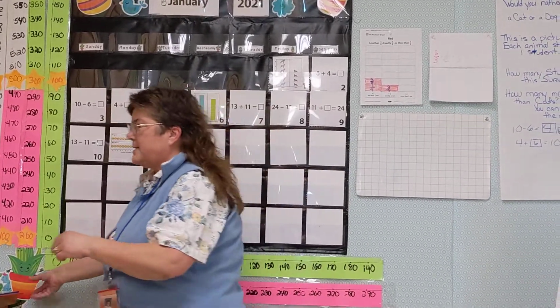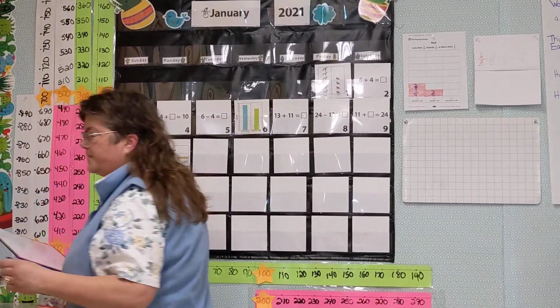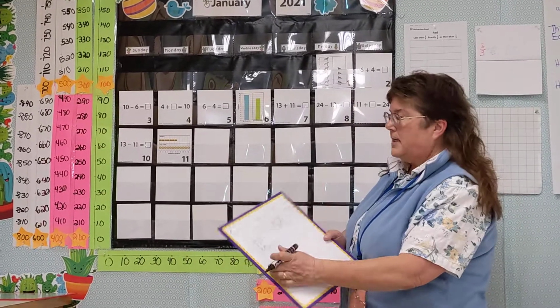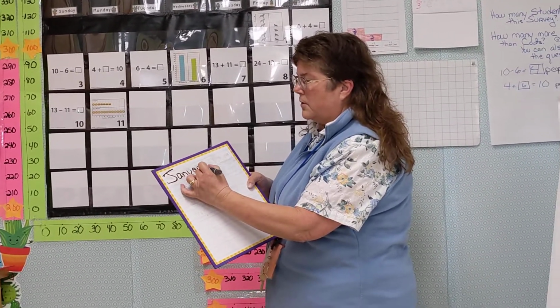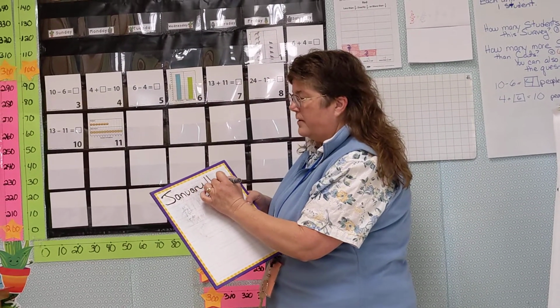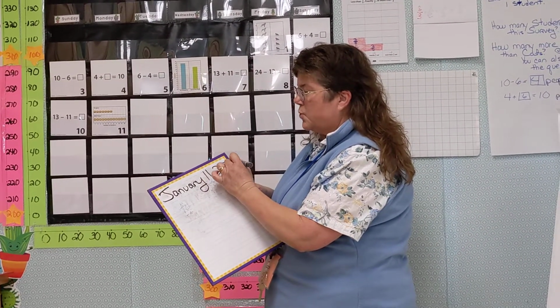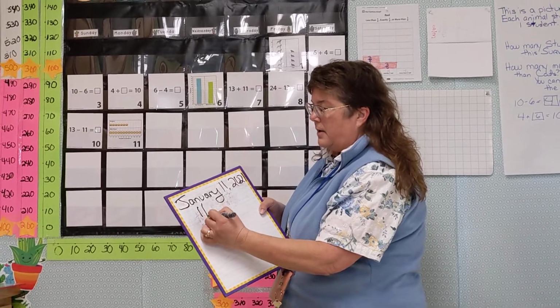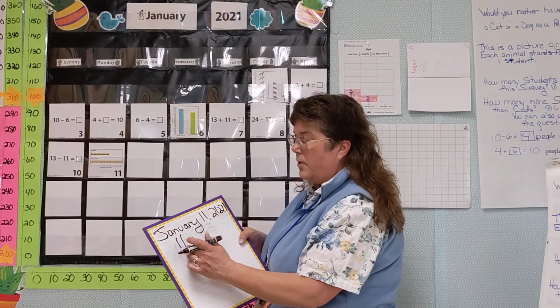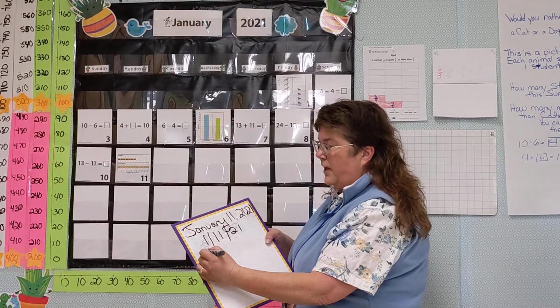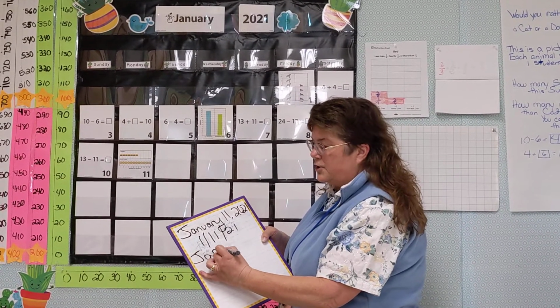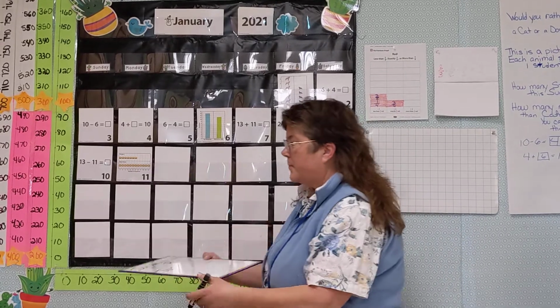Okay, so let's write today's date. Today is January 11th, 2021, and we write it in number form 1/11/21, and the abbreviation for January is JAN period.